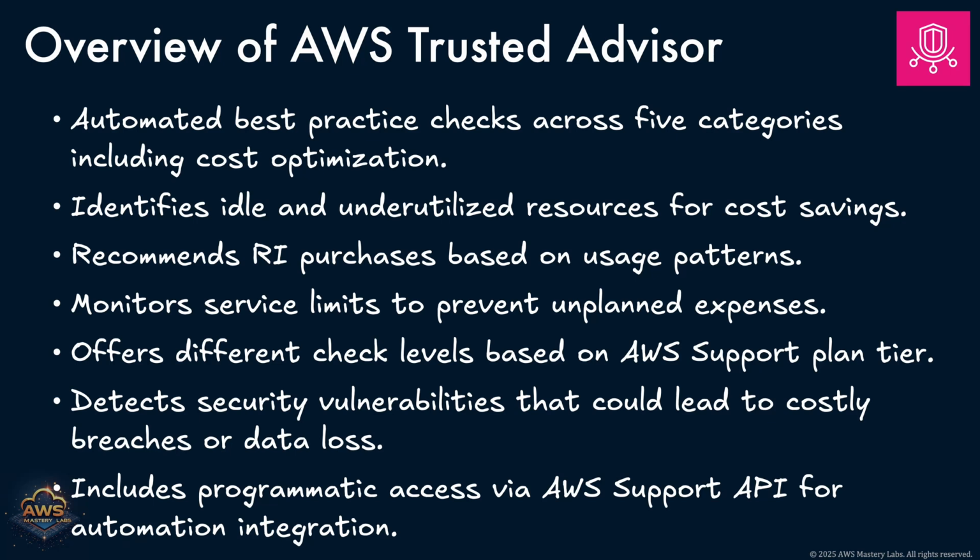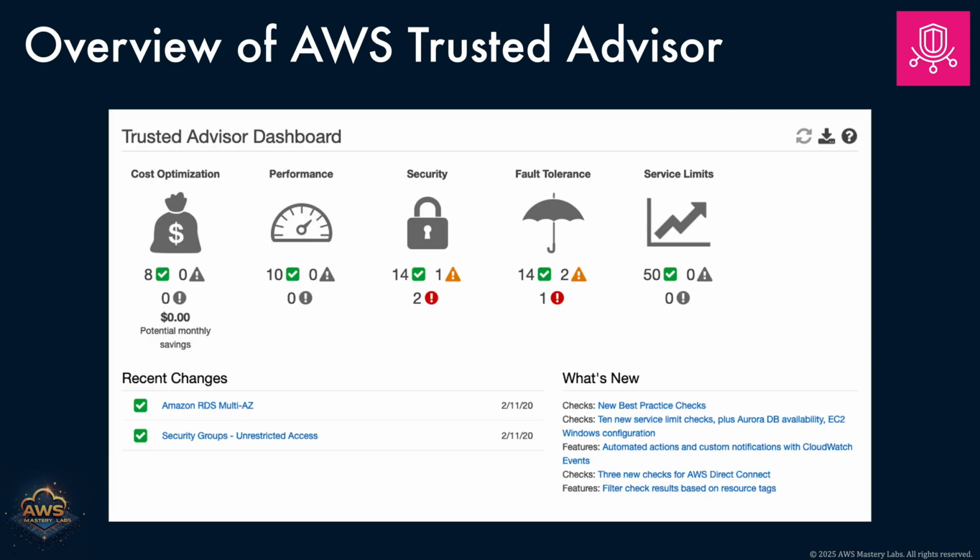Trusted Advisor also acts as a security watchdog. It flags common configuration mistakes or risky settings, like open ports, exposed IAM permissions, or outdated SSL certificates, that could leave you vulnerable to attacks or data loss, which could end up being very expensive to fix. Access to certain checks depends on your AWS support plan. Basic plans include a few cost and security checks, while business and enterprise tiers unlock the full suite of over 50 checks. And for those looking to scale or automate, Trusted Advisor also offers programmatic access via the AWS Support API, letting you pull check results into your own dashboards or trigger automated responses based on its insights.